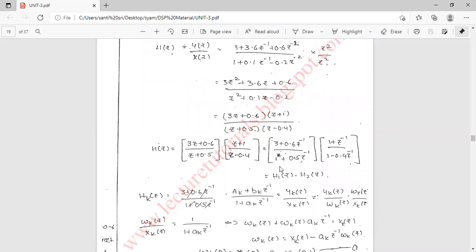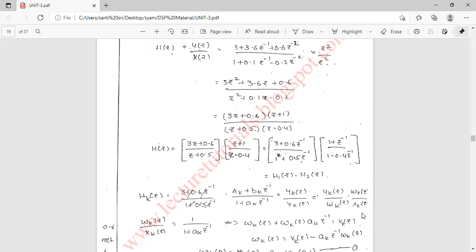So this is h1 of z and this is h2 of z. h1 of z into h2 of z. So hk of z is nothing but (ak plus bk into z power minus 1) by (1 plus ak into z power minus 1). It is equal to yk of z by xk of z, or yk of z by wk of z into wk of z by xk of z.